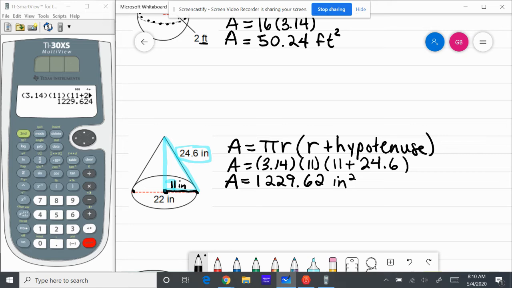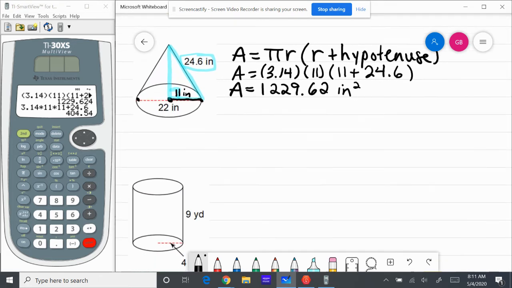Again, make sure you use parentheses. If you don't, you'll get the wrong answer. So let me show you the wrong answer. This is something you shouldn't do. Okay, see how I did not use parentheses? So the answer is way off. So make sure you use parentheses, especially when you're adding something inside the parentheses.